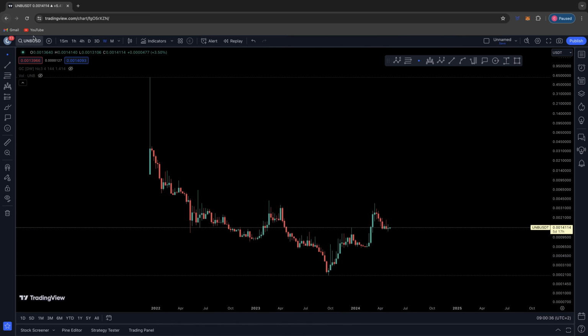Today we're going to be discussing Unbound Finance. The ticker is UNB against USD. We're on the weekly time frame, keeping it macro. This is a potential altcoin gem for this cycle, I believe. I think its market cap is about 1.2/1.3 million at the moment. It's got great partnerships and it's building a fantastic ecosystem.